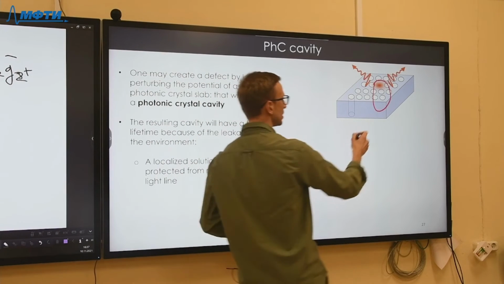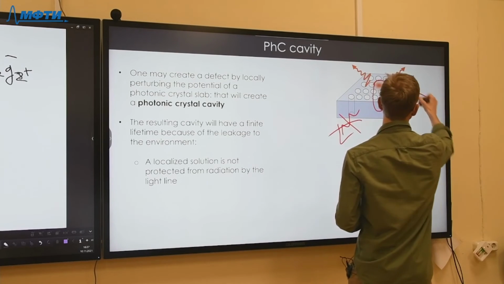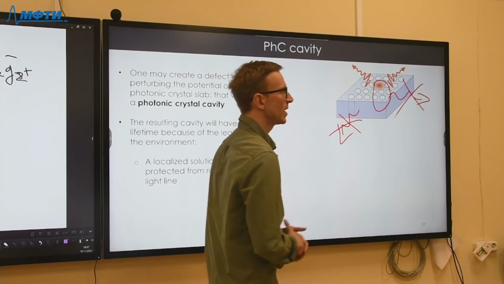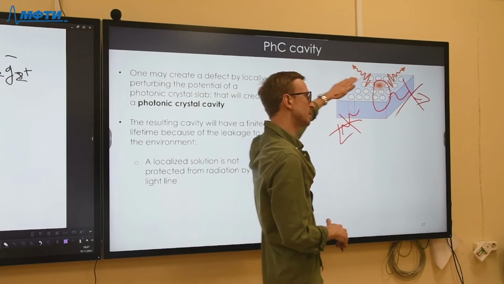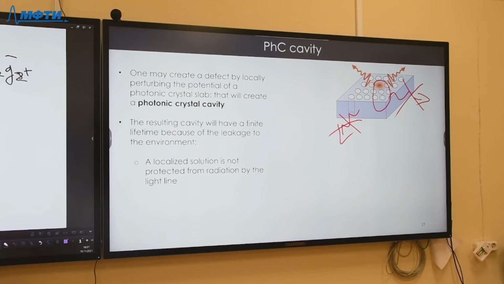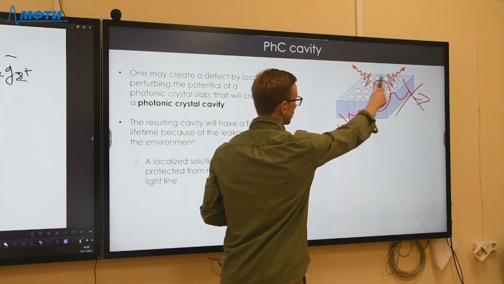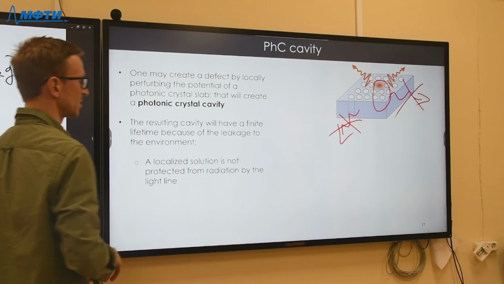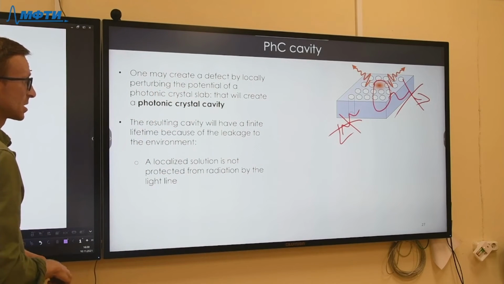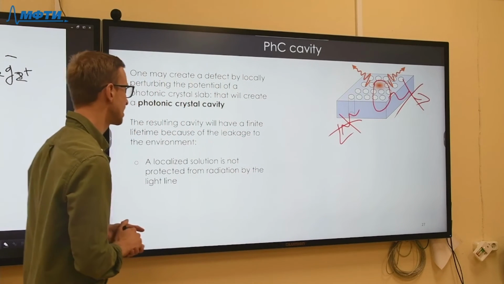Now, the bandgap protects us only from radiation to the sides. We cannot radiate here, we cannot radiate here, but we still can radiate to the environment because the light line doesn't protect us. The light line protects from radiation only modes that are characterized by some periodicity, or by some Bloch momentum. These modes are not periodic, they are localized. So if you do a Fourier transform of this field, you're going to obtain all different wave vectors. And these Fourier components will easily radiate to the environment. The light line does not protect from radiation.